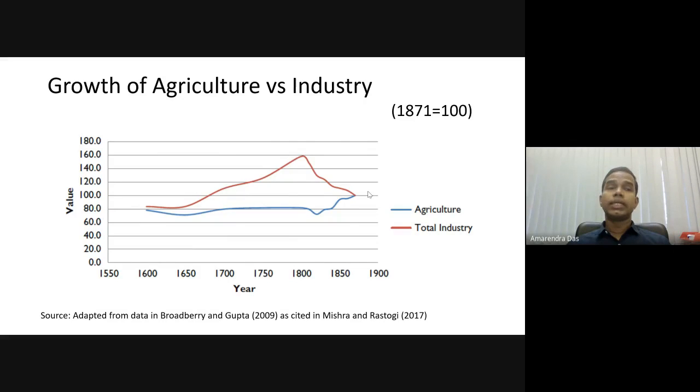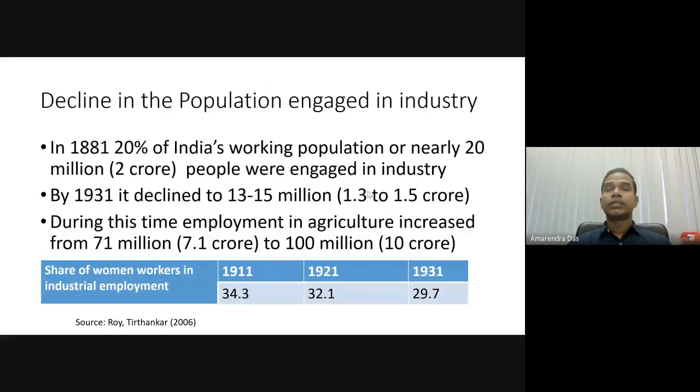So then basically we can look at the population or the people who are engaged in the industrial sector, because when we say that we had industrial capacity during the Mughal period, we should know how many people are employed in the manufacturing sector or in the handicraft sector, and then what happened to the people who are employed in the manufacturing sector, whether it increased or decreased.